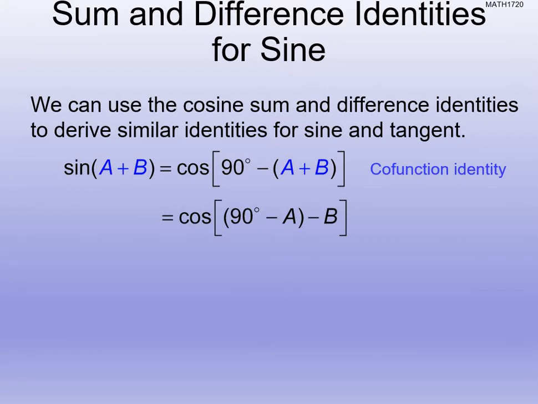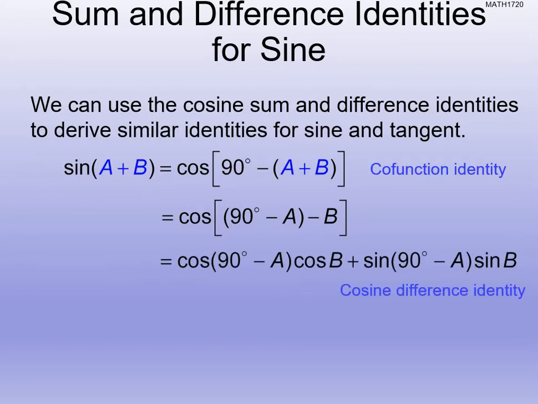I can rewrite that and distribute the negative through, so we distribute the negative to a and the negative to b. It's actually the minus, but we treat it as a negative. So that ends up being cosine of 90 minus a times cosine b plus sine of 90 minus a times sine of b. We are just applying the cosine difference identity that we learned in the last section, treating 90 minus a as an entire angle.